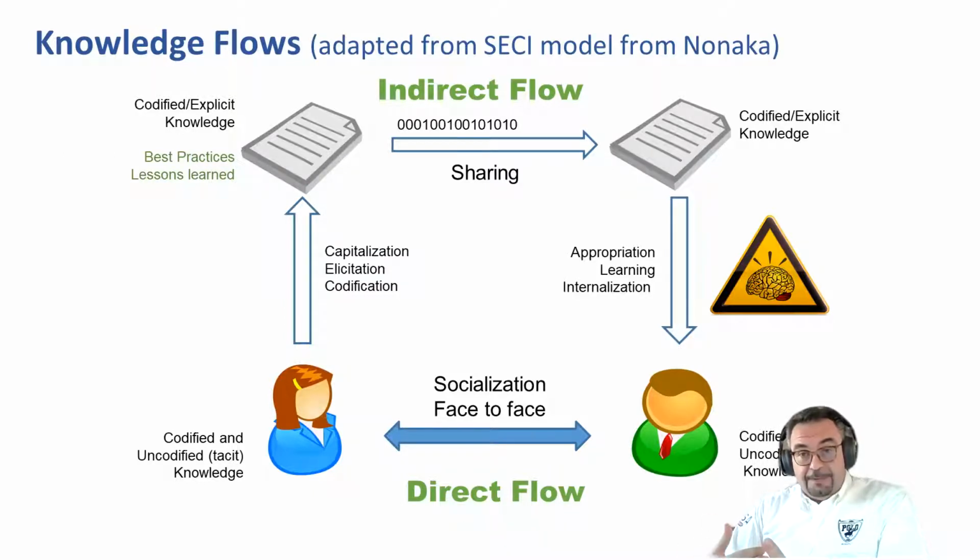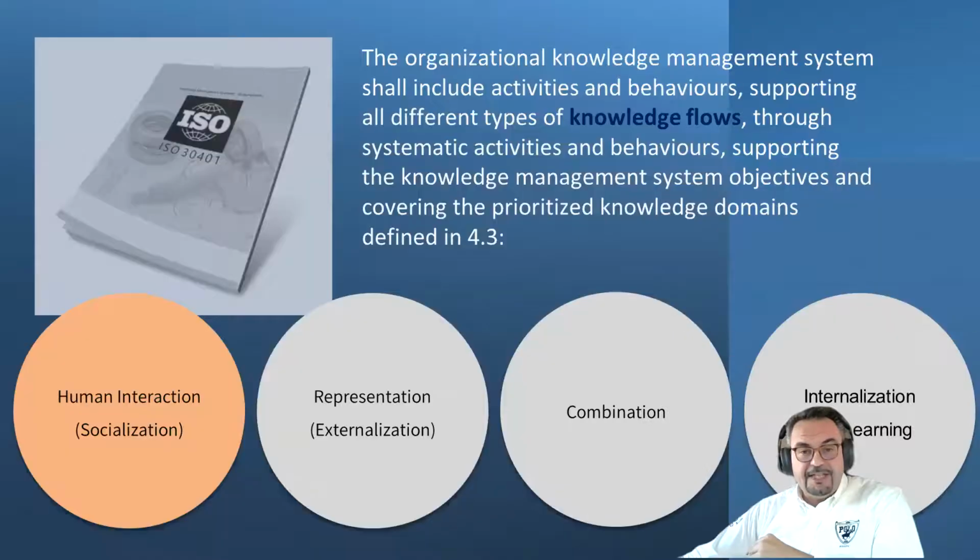Then the last step is, once you have this codified knowledge available to you, you need to internalize it. You need to learn from it, so you'll be able to develop your own knowledge. As we can see, the four different processes need to be in place, from human interaction, which is the best. But if human interaction is not possible, we go for representation, combination, and then internalization and learning. That's the indirect flow of knowledge. Now let me go over each of them in detail.